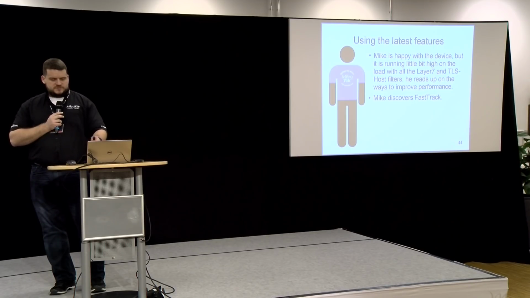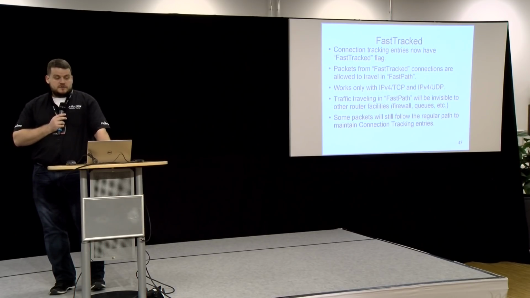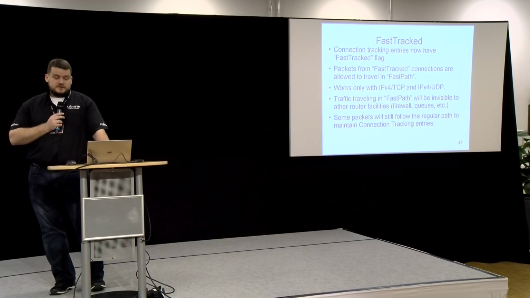And as we all know, fast track is basically a firewall rule where you can send some traffic the fast way through the router by skipping all the other features except connection tracking. It works only for TCP and UDP for IP version 4. And basically, as soon as you send it to this fast pathway, that traffic becomes invisible to the firewall, queues, and some other facilities.